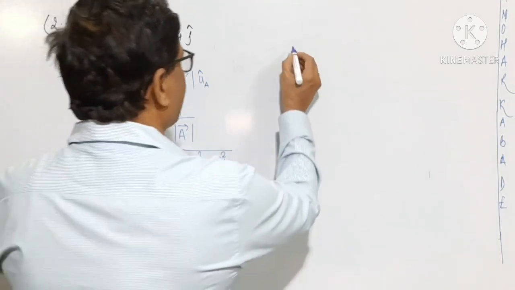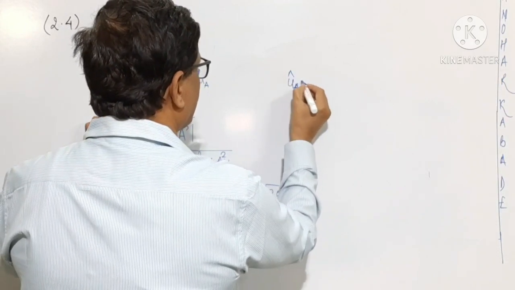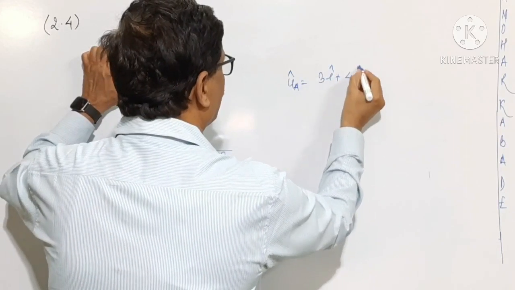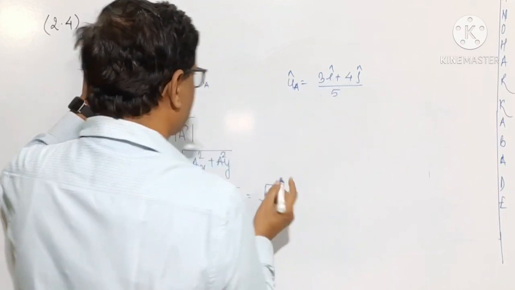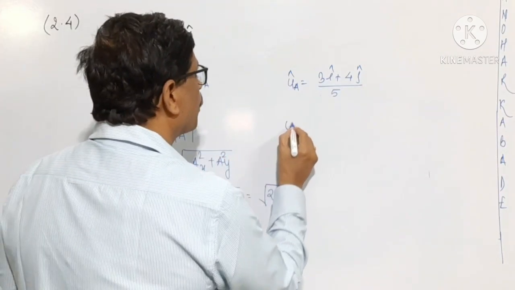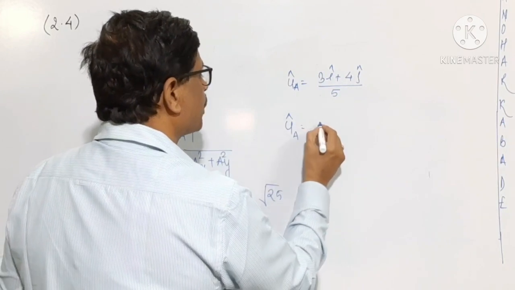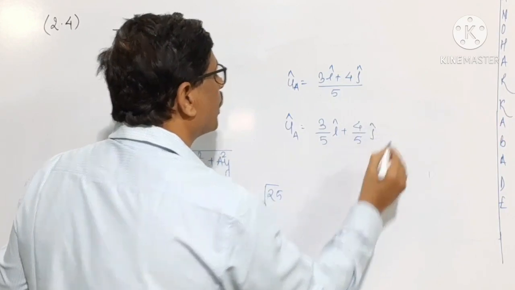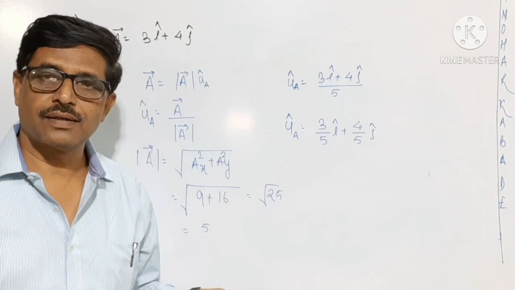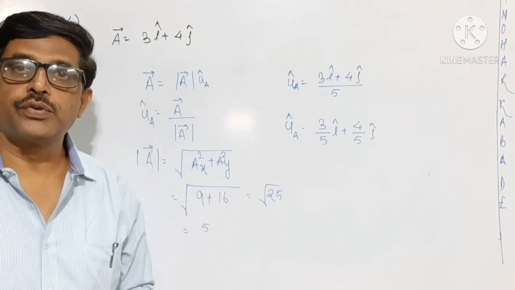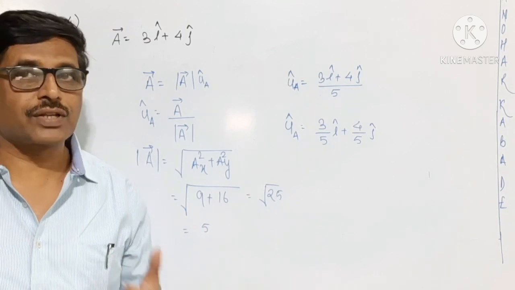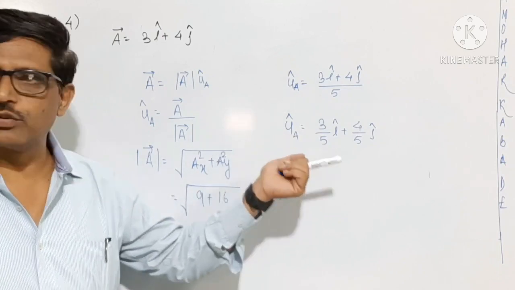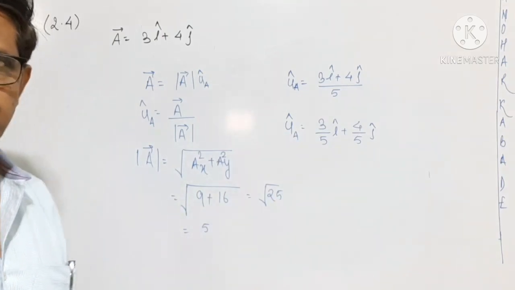Therefore, from this I will write the unit vector U cap is equal to vector A, which is 3I cap plus 4J cap, divided by 5, that is the magnitude of A. Therefore, the unit vector along A, U cap, is equal to 3 by 5 I cap plus 4 by 5 J cap. This is a simple method to determine the unit vector in the direction of a given vector. What you have to do is find the magnitude, and the vector divided by its magnitude will give a unit vector in that direction.